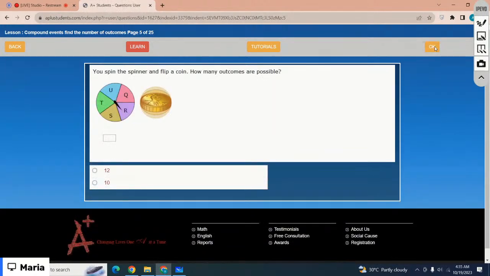You spin the spinner and flip a coin. How many outcomes are possible? Which is the correct option? 5 times 2, there are 10 outcomes. The possible outcomes for both events are 10.